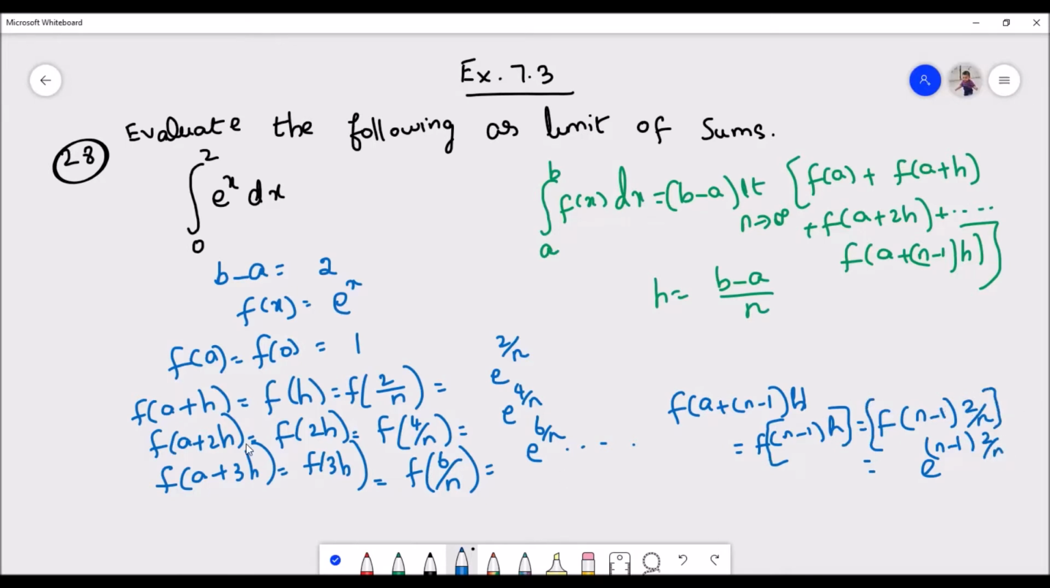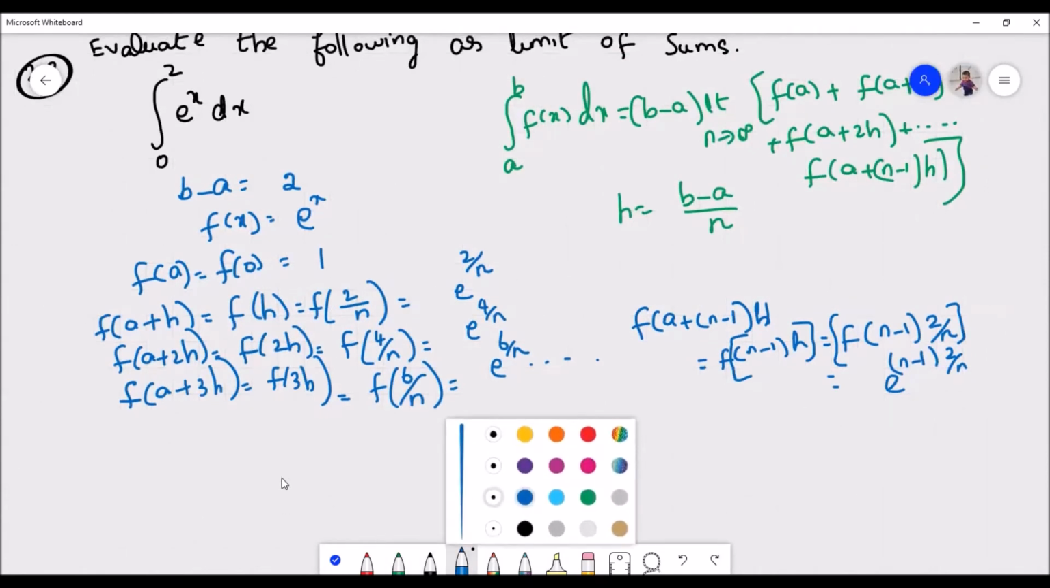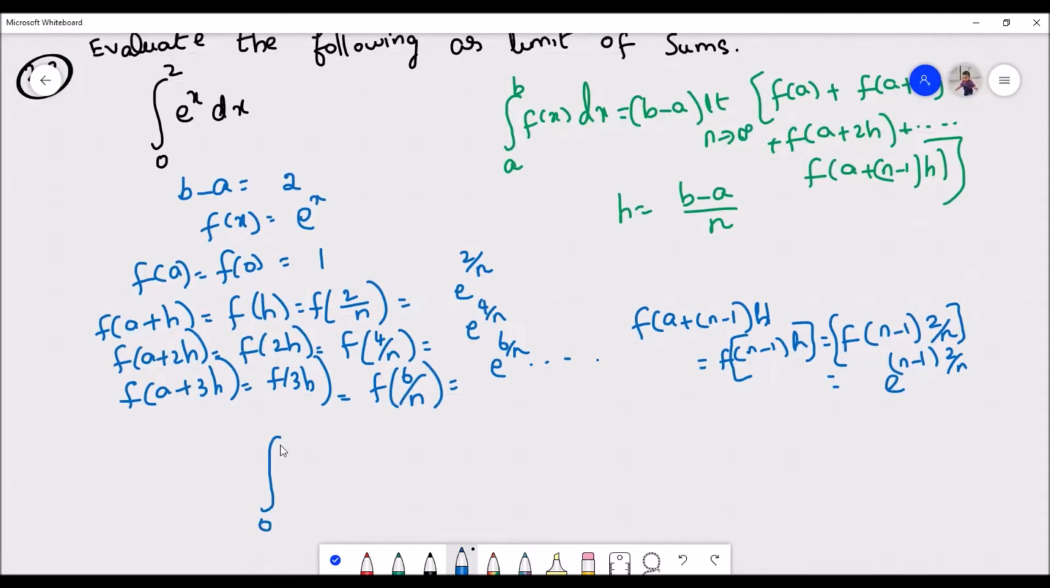So we have to substitute in the formula now. Let us see, when we are substituting, how we are evaluating the limit as a sum problem. So the given integral, the integration of 0 to 2 e to the power x dx, is equal to, so the formula is first b minus a. Here b minus a is nothing but 2. 2 times the limit as n approaches infinity.